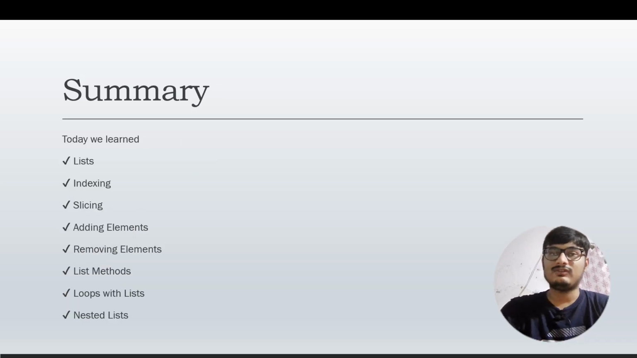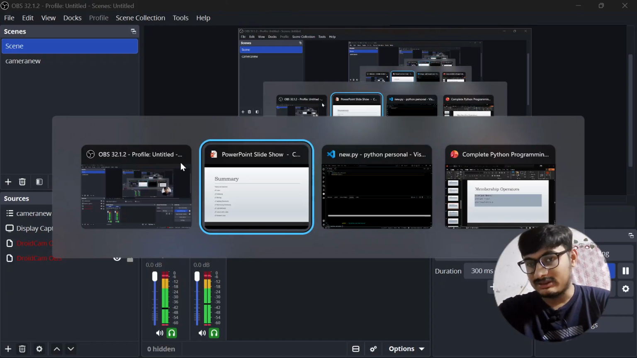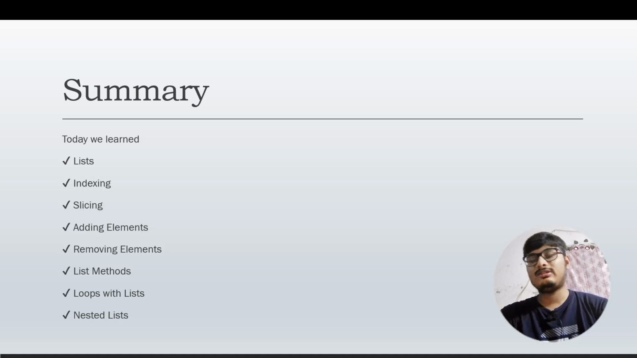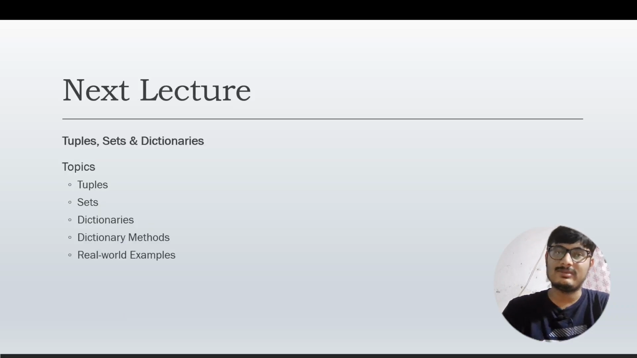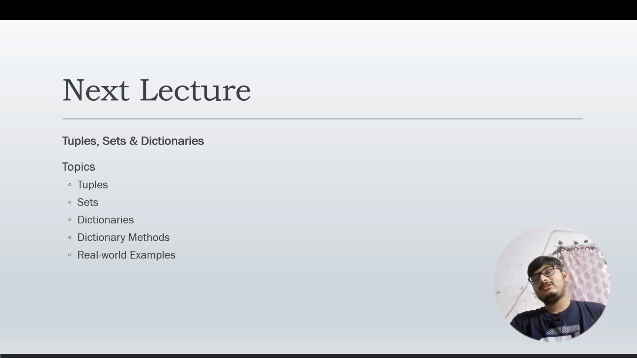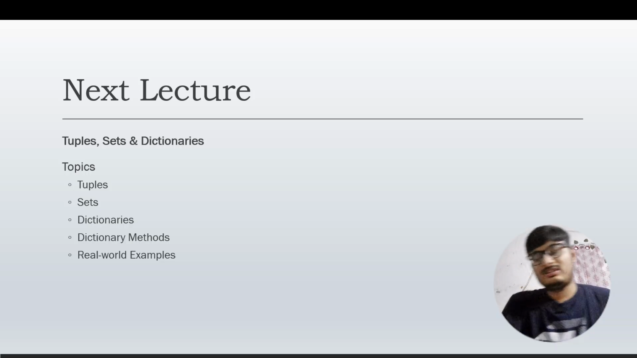Now this is the summary of the lecture. We have learned today about lists, then indexing, slicing and how we can do slicing, then adding elements, removing elements, then list methods, and loops with lists, how we can print all those elements. In the next lecture, we will learn about tuples, sets, and dictionaries. These things we will be covering in the next lecture.